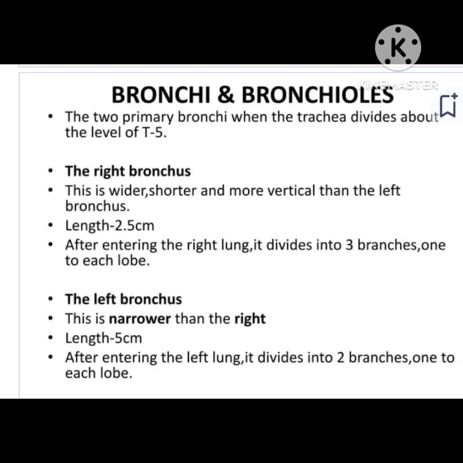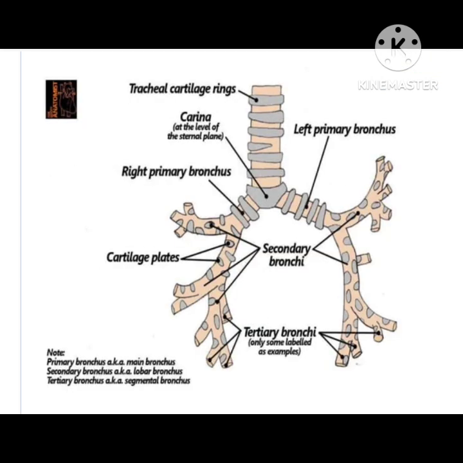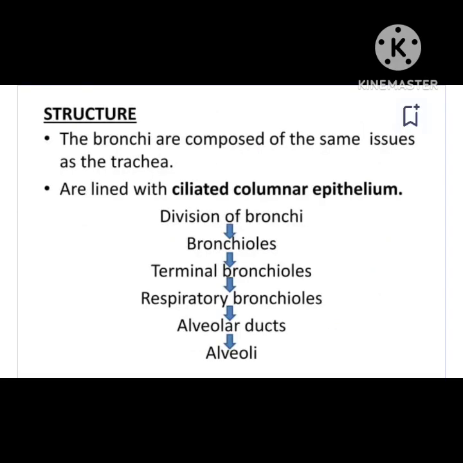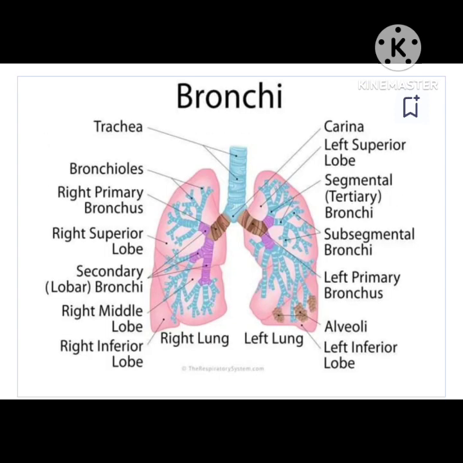Now the bronchi and bronchioles. The trachea divides into two primary bronchi. You can see in this diagram the secondary bronchi and the left primary bronchus, and the positions of the different bronchi. In structure, bronchi are composed of the same tissues as the trachea. You can see the division of bronchi, then bronchioles.